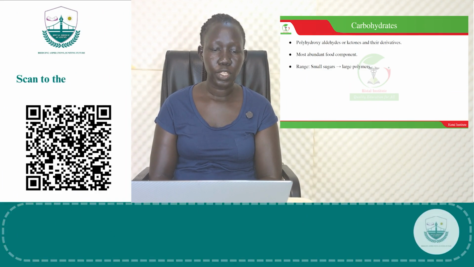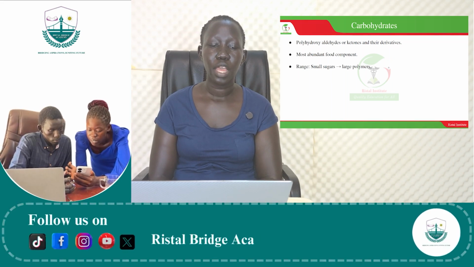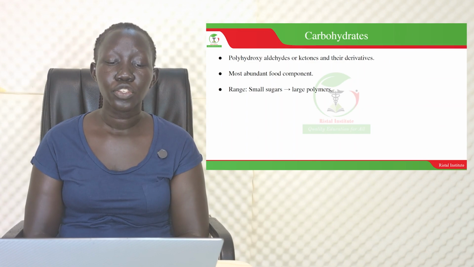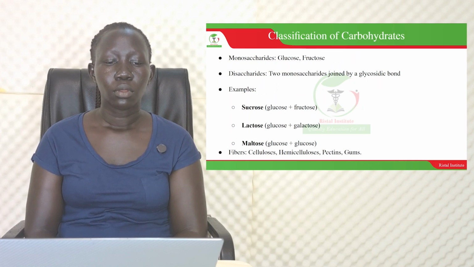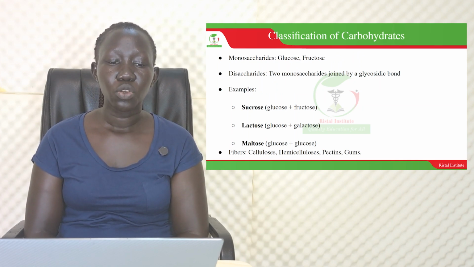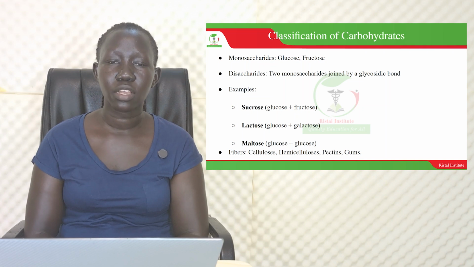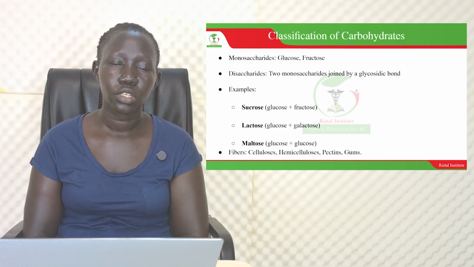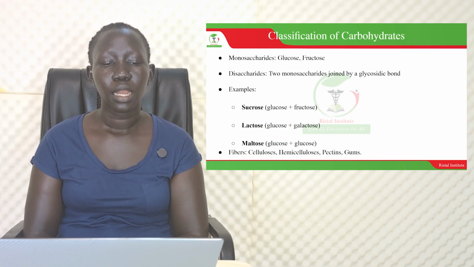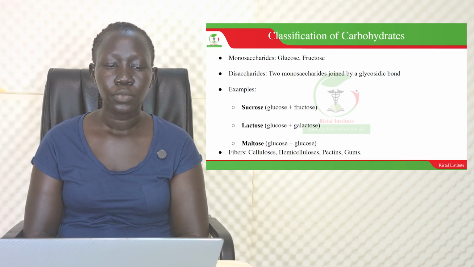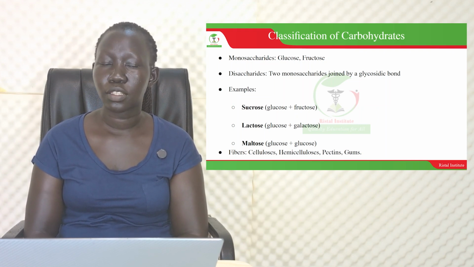We have the polyhydroxyl aldehydes or ketones and their derivatives. These are also very abundant in food components, and they can range from small sugars to large polymers. We have already talked about the monosaccharides. We also have the disaccharides, and these exist as 2 monosaccharides joined by a glycosidic bond. Examples, we have sucrose, that is a combination of glucose plus fructose. Then lactose contains glucose and galactose, and then maltose contains glucose and glucose, 2 glucose sugars.